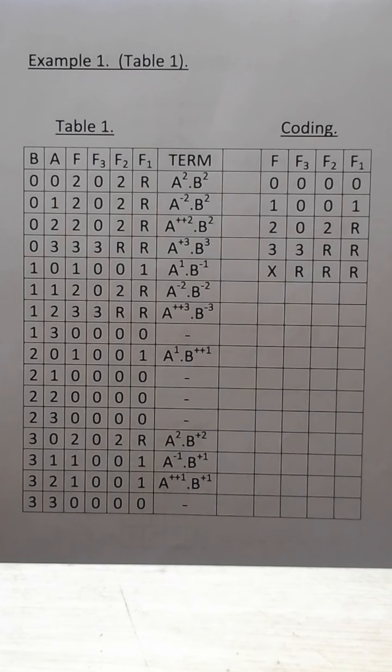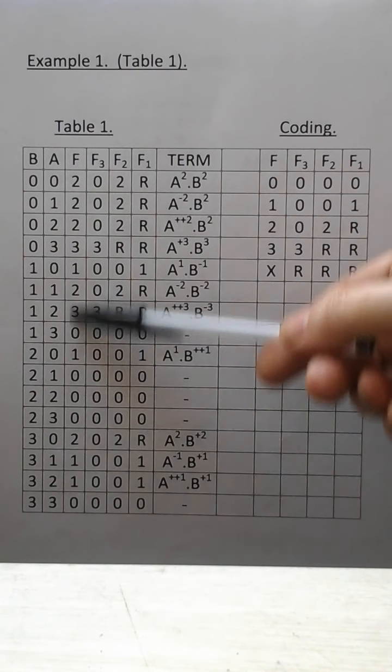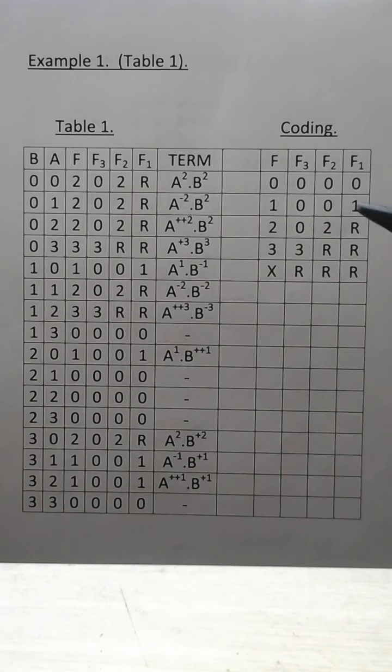So this is example 1. This is table 1 in the reference I showed you at the beginning of the video. Here I've got the inputs A and B, the output F, and I'm going to code F with F3, F2 and F1. These are the Karnaugh map codings for Karnaugh map F1, Karnaugh map F2 and Karnaugh map F3.